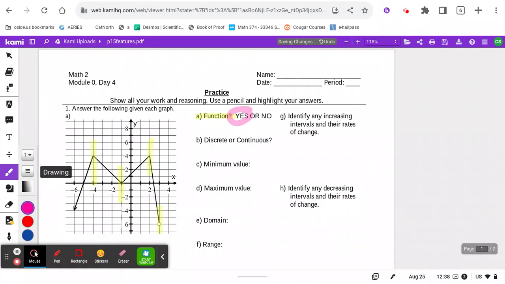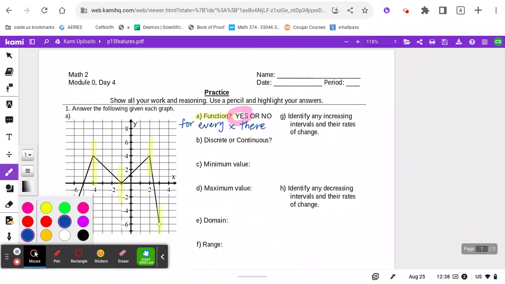And also you can say yes for every x, there is only one y. Or for every input, there's only one output. For every something, there's only one something, right? That's the definition of function, and that applies in both cases.